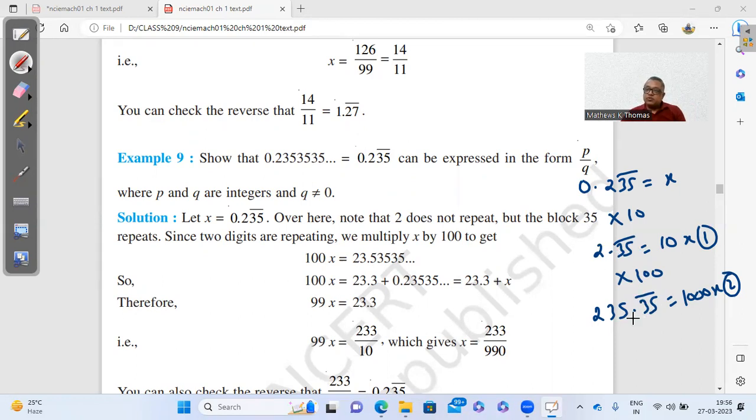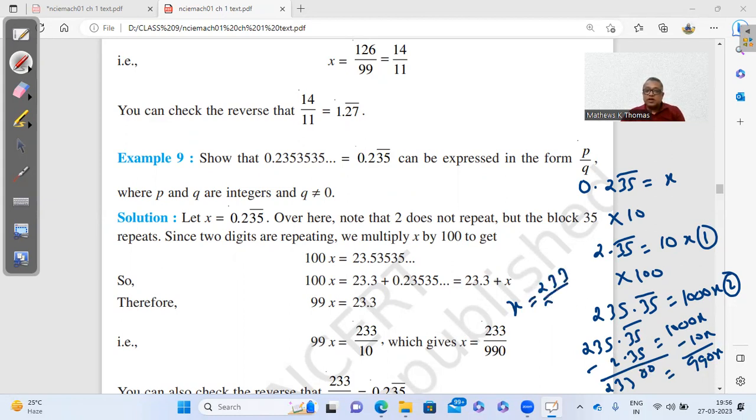Now the same procedure, you're going to subtract this. So I'm going to subtract the smaller from the bigger. So subtract this, I'm going to get 35 bar minus 35 bar, which is 0. This is going to become 233. And here I'm going to subtract 1000x minus 10x. So I'm going to get 990x. So value x will be 233 by 990, right? So I'm going to get this value 233 by 990.